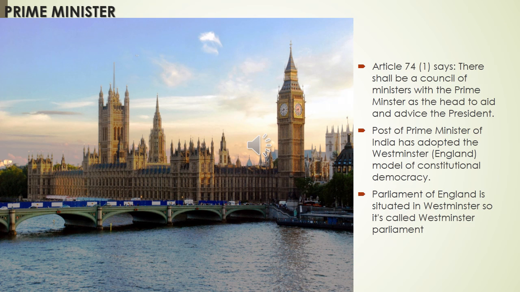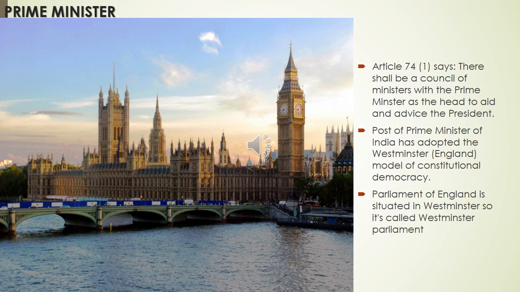So next, Prime Minister. We have discussed the President and the Vice President. Now the Prime Minister. Article 74(1) says there shall be a council of ministers with the Prime Minister as the head to aid, that is to help and advise, the President.